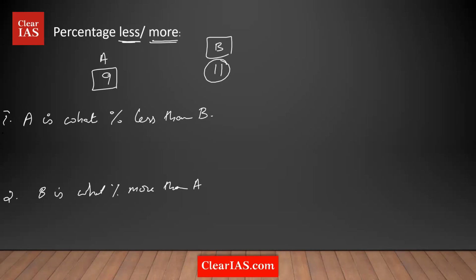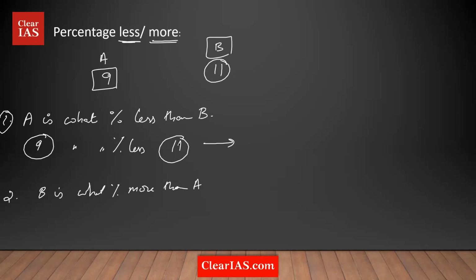So let's take the first one. A is what percentage less than B? That is nothing but 9. I can reframe it as 9 is what percentage less than 11. How do you do it? Any thoughts? Any answer? 9 is what percentage less than 11? Anyone of you know this to calculate?